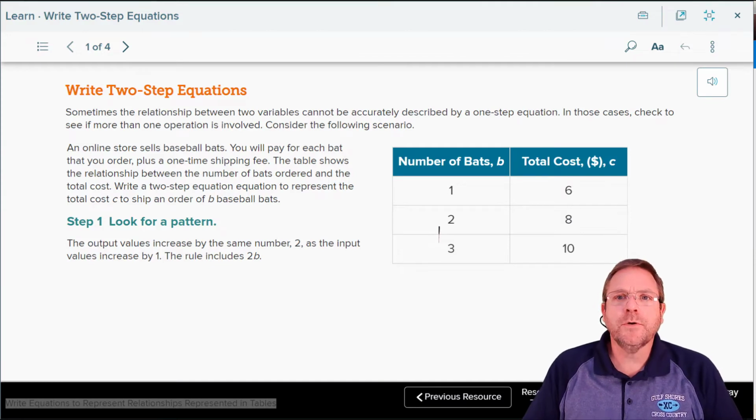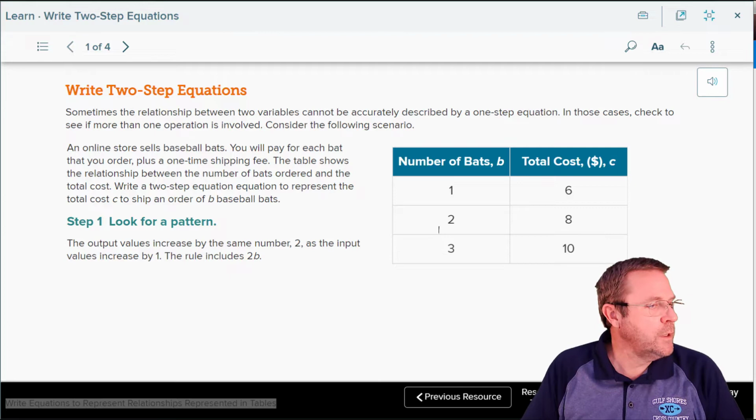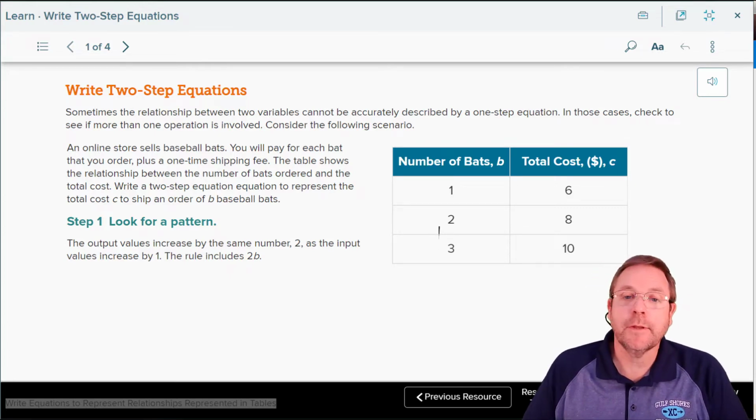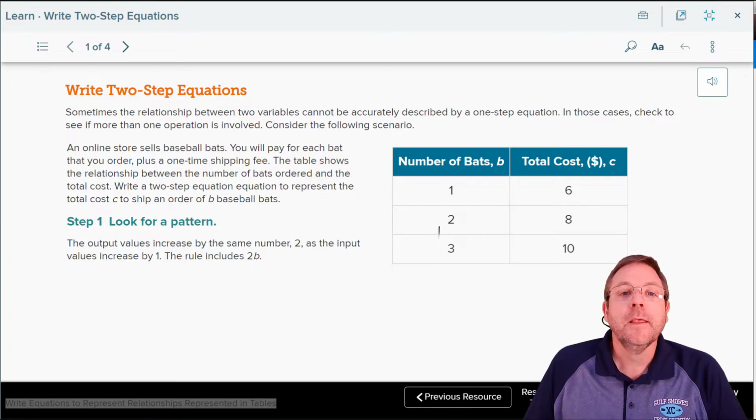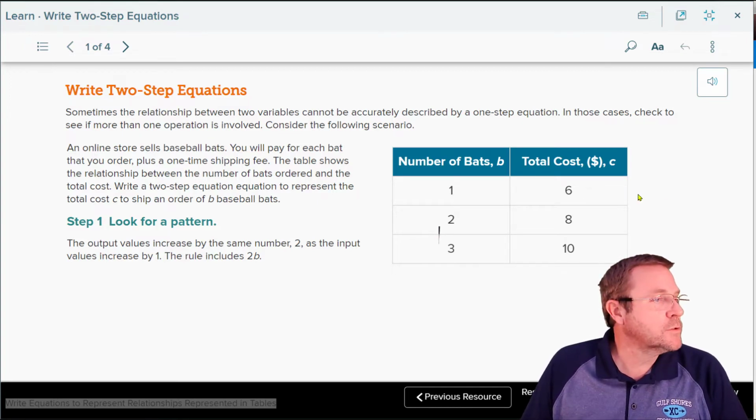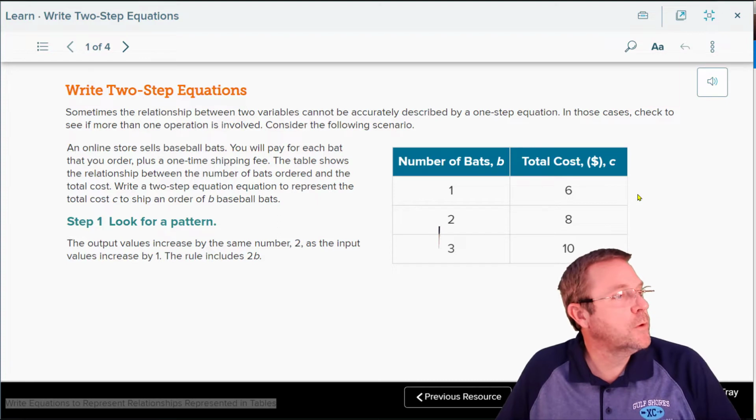Welcome back to Part 2 of Module 7, Lesson 2, Write Equations to Represent Relationships Represented in Tables. Yep, it really is that long of a title. This should be a pretty quick finish to this lesson, so let's go ahead and get into it.